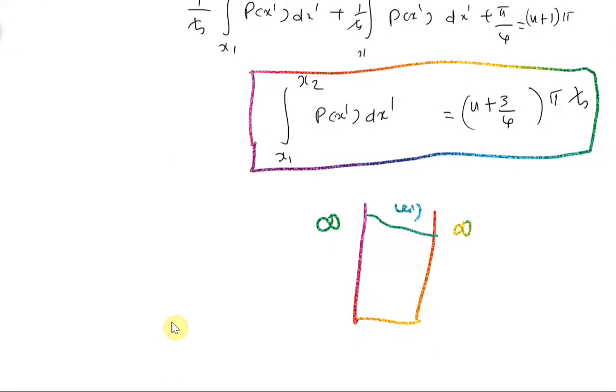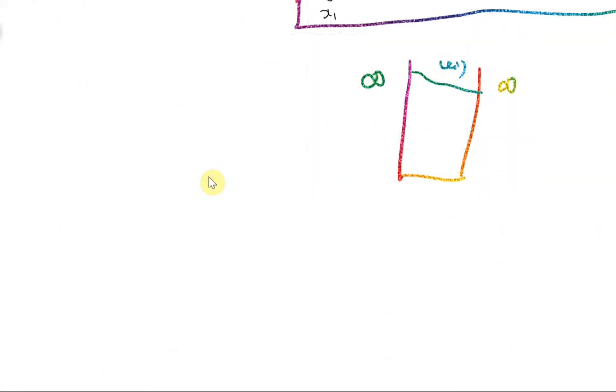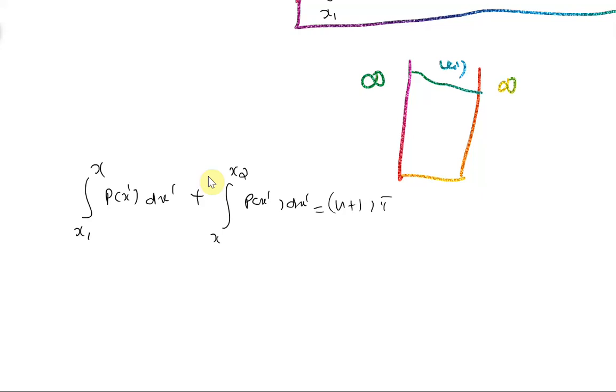So in this case our integration will become just like integral x1 to x p of x prime dx prime plus integral x2 to x p of x prime dx prime, that's it, equal to n plus 1 pi, which will give you integral x1 to x2 p of x prime dx prime equal to n plus 1 pi h cross, where n is running from 1, 2, 3, etc., or you can modify.